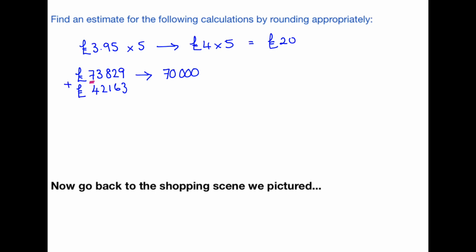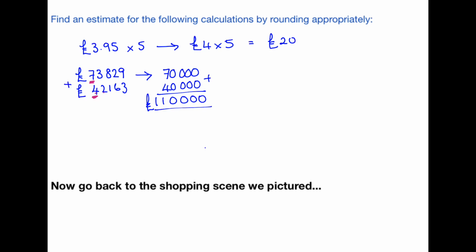And then the next one, 42,163. Again, we're rounding down, so that's going to tell us 2 leaves the 4 as it is, so we get £40,000. So if we've got 70,000 and 40,000, well, let's just think adding up 70 and 40, or adding up 7 and 4. 7 and 4 makes 11. So 70 and 40 is 110. So we've got £110,000. Okay, so that would be our estimate for adding these two large amounts together.